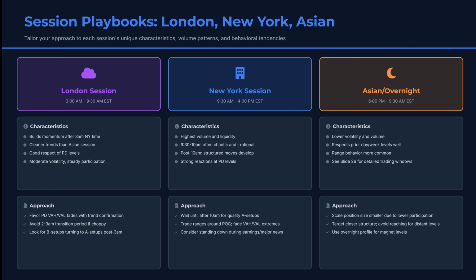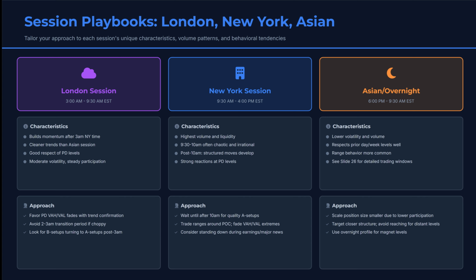London session, 3 a.m. to 9:30 a.m. Eastern Time. Let's start with the London session. This is the early morning window for US-based traders, running from 3 a.m. to 9:30 a.m. Eastern Time. London overlaps with European trading hours, and it's when major institutional participants in Europe are active.